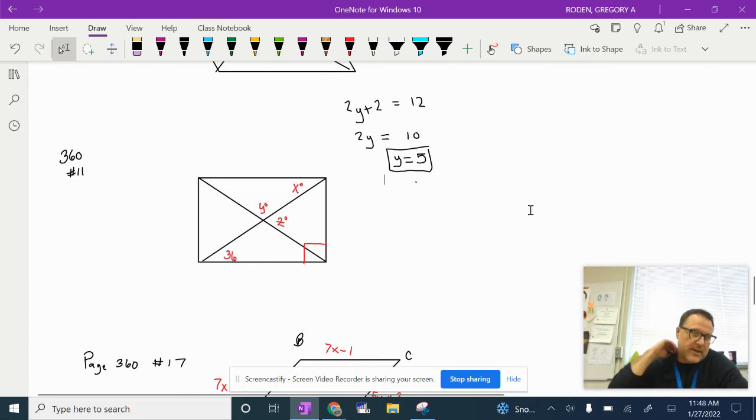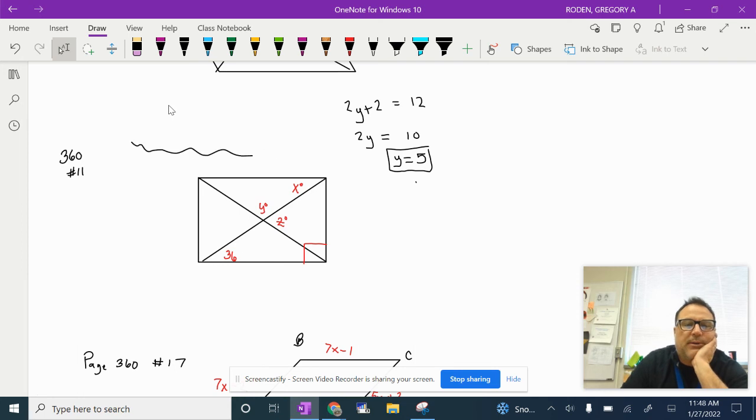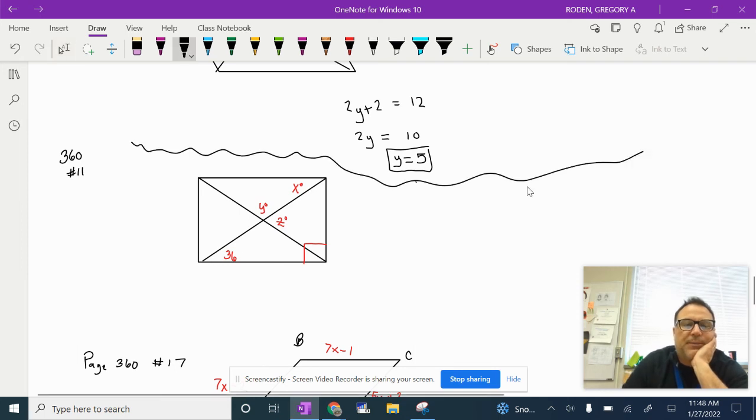Okay, so this one, let me just check this one. So they do say that this is a parallelogram. So how could we do this one? So this is a rectangle, okay? And why do I know it's a rectangle? Because it's a parallelogram, and that's given on number 11. So we could say, well, the opposite angles are congruent, so we know that's a right angle.